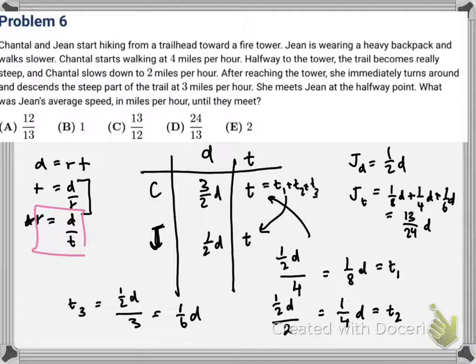And now coming back to applying this formula over here, rate equals distance over time. I'm going to say that Jean's rate is going to be her distance, 1/2 D, over her time, 13/24 D, which is just going to be 1/2 times 24 over 13. Canceling those 2's gives us 12/13 miles per hour. And yes, that is option A.